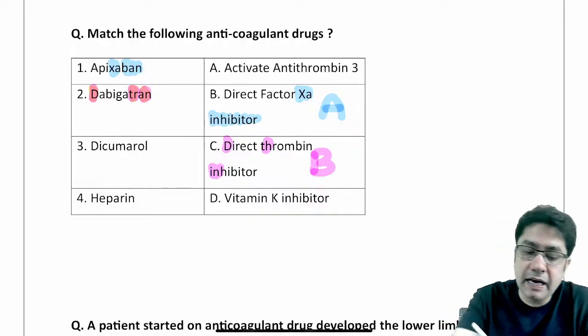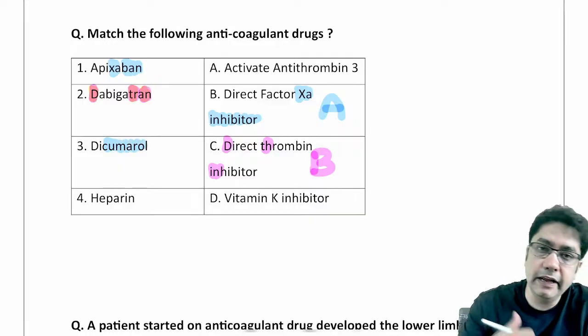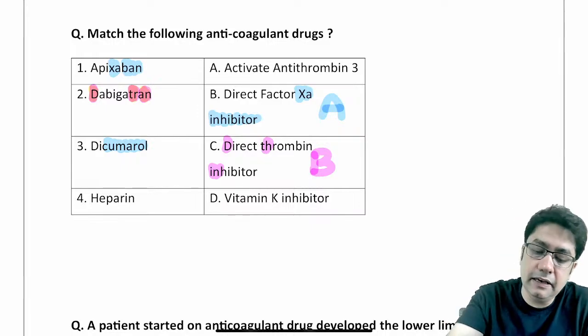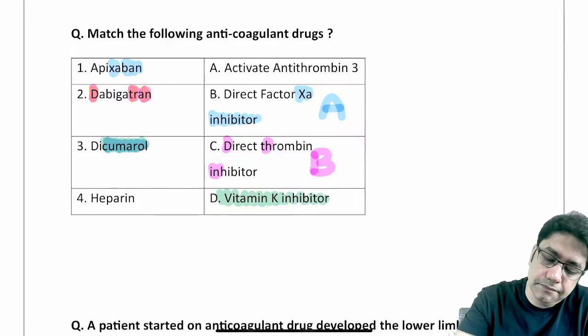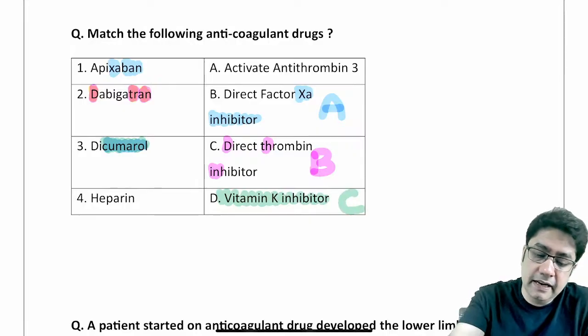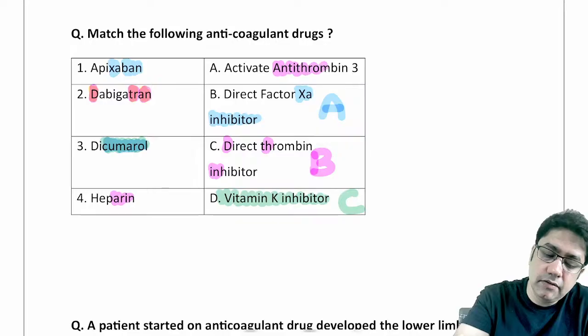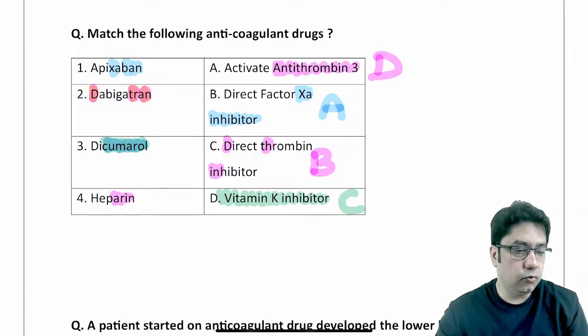Dicumarol, remember coumarins are a group of chemicals like dicumarol and warfarin. They inhibit vitamin K. So dicumarol is a vitamin K antagonist. Heparin activates antithrombin 3, which we have discussed many times. And antithrombin 3 inhibits your clotting factors 2 and 10.